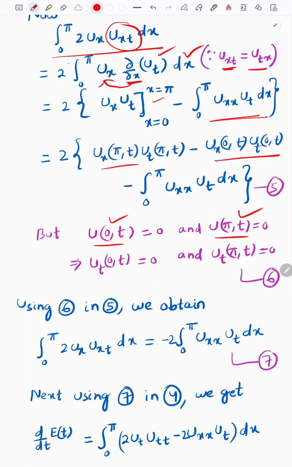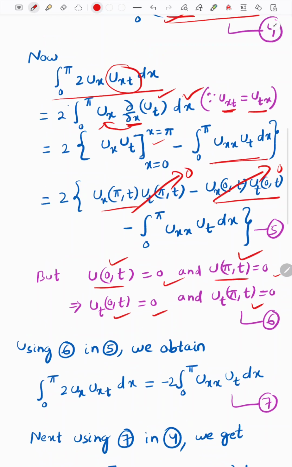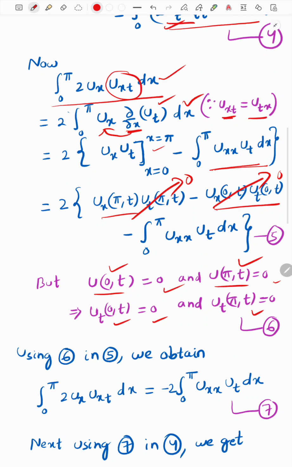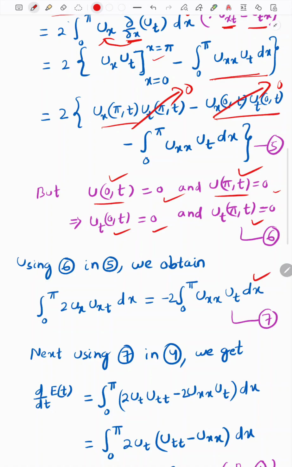Means u0(t) is a constant function, u pi(t) is also a constant function, they are not changing with respect to time. So if you take their time derivative, it gives 0 and it gives 0, therefore this term will vanish and this boundary term will vanish. Therefore the boundary term will not appear for this expression. Therefore by using 6 in 5, we will get that this boundary term will disappear because they are vanishing.